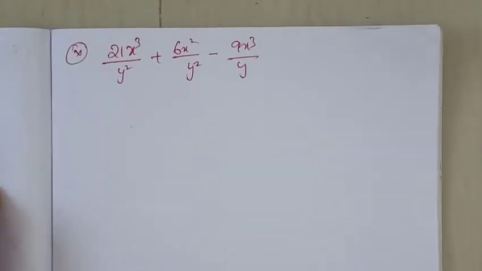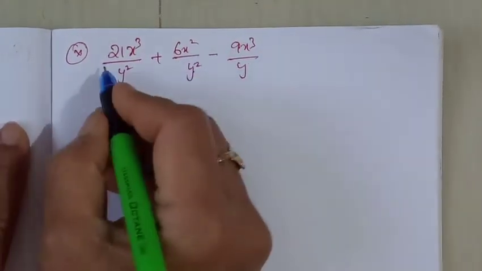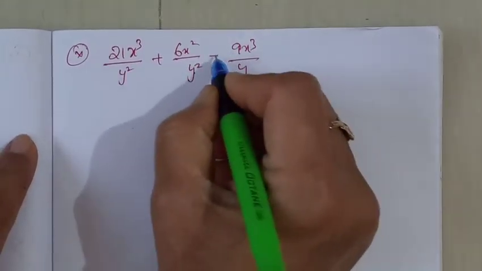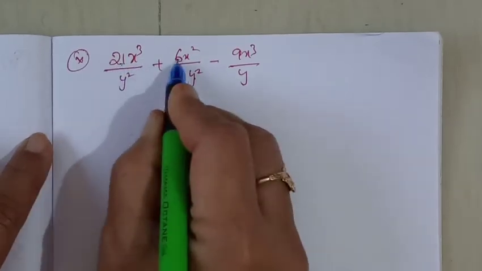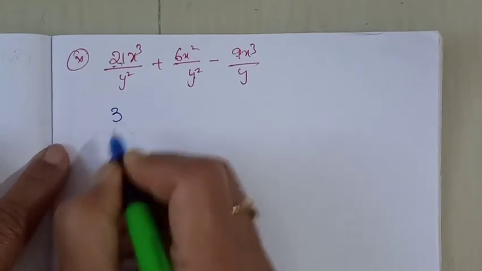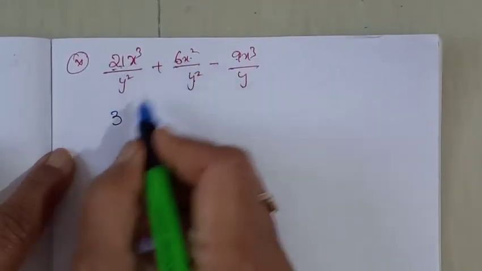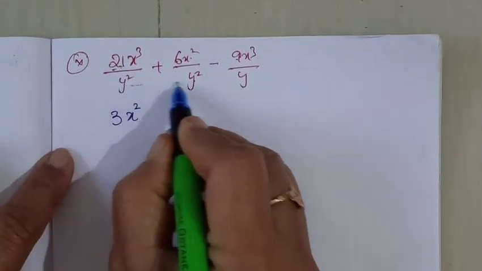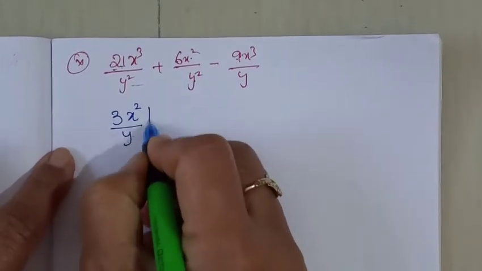Yes, 21x cube by y square, 6x square by y square. I think this is okay. Minus 9x cube. So children, here again 21, these are multiples of 3. Okay. So I can take 3 as common. And x cube, x square, x cube, so I can take x square as common. Okay. By denominators are y square, y. So 1 y I can take as common.